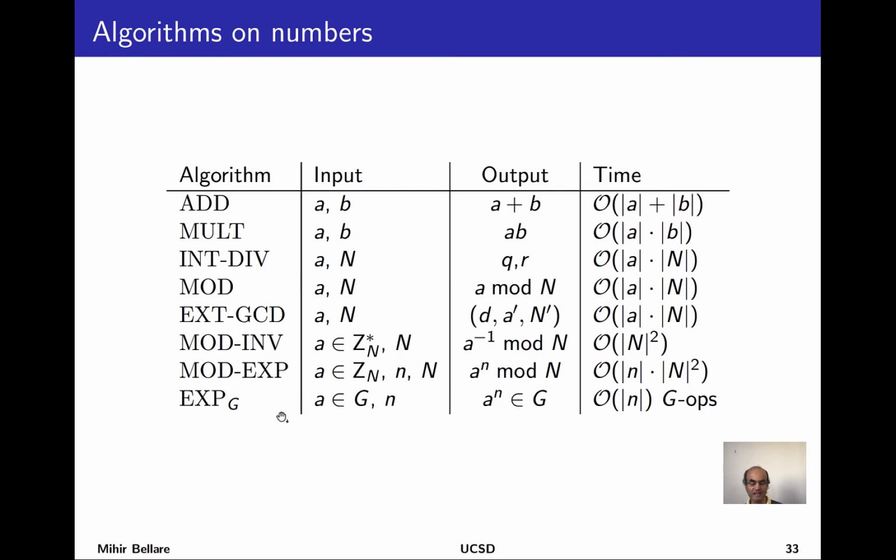More generally, you can talk about exponentiation in an arbitrary group. And that means take a group element and raise it to some power n. And there, the cost is a number of group operations, which is linear in the binary length of the exponent. Remember, the exponent is a normal integer. So this just returns its binary length. And group operations are whatever the group says they are.